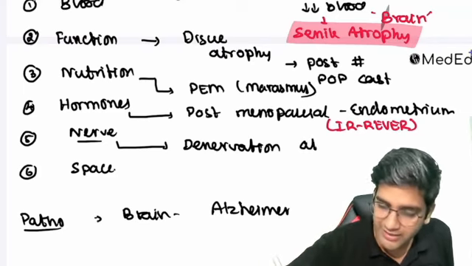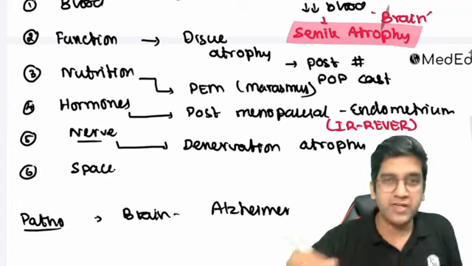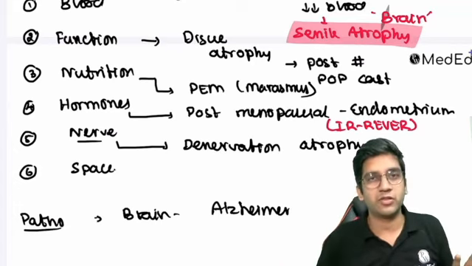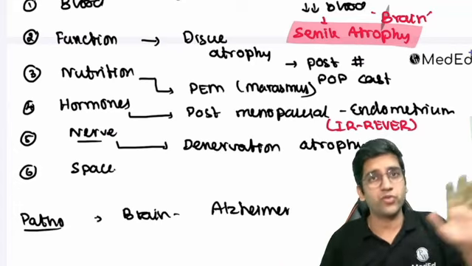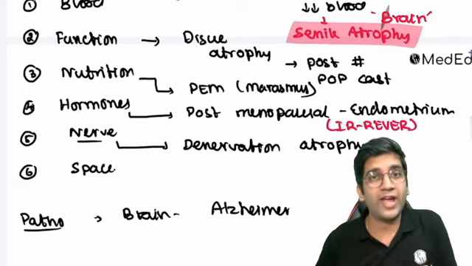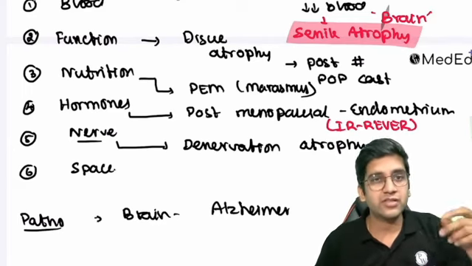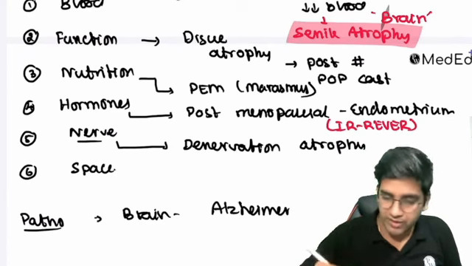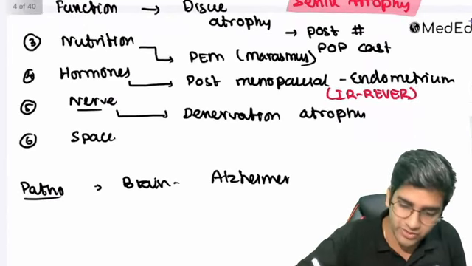So I call this a denervation atrophy. When my nerve is gone, definitely the muscle will be gone. It's not just for ulnar, for median also, for radial also, for your tibial also, anywhere. Anywhere the nerve is cut, the muscle is gone. That's denervation atrophy. Like I said, it's space-induced atrophy.